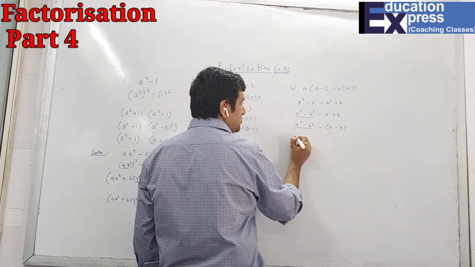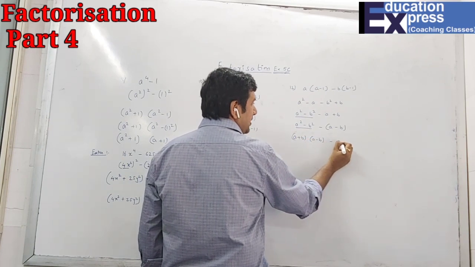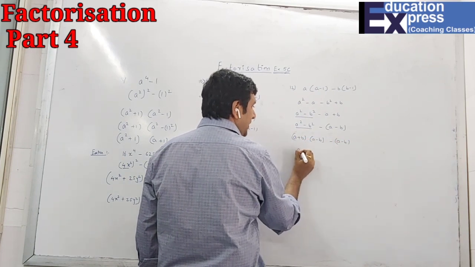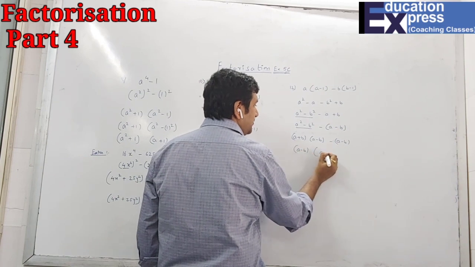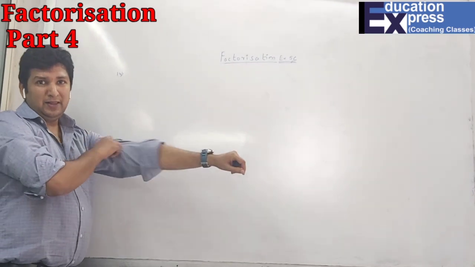So now a square minus b square is a plus b, a minus b, and a minus b is common. What is left? A plus b minus 1. So we have done the question number 12.